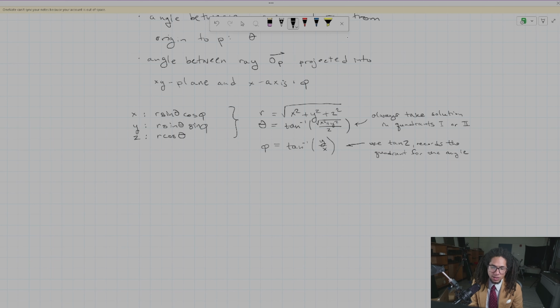So for instance, if y is negative and x is also negative, then we know that this angle should be in quadrant 3 if we know what y and x are independently. But if we divide y by x, we get back a positive number. So the arctan by itself wouldn't tell us this. We need to know what the signs of x and y are independently.